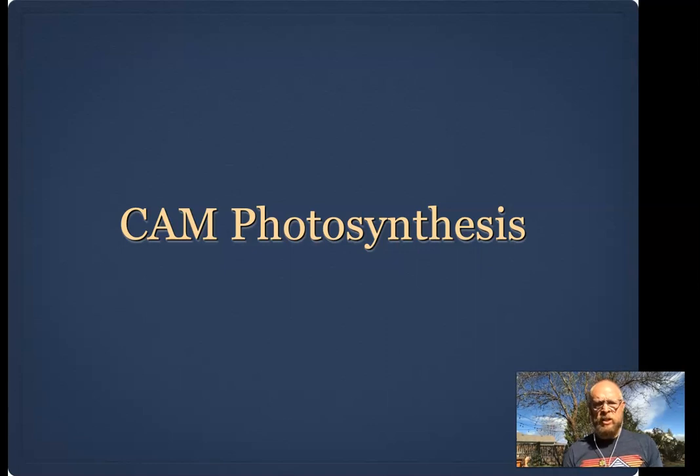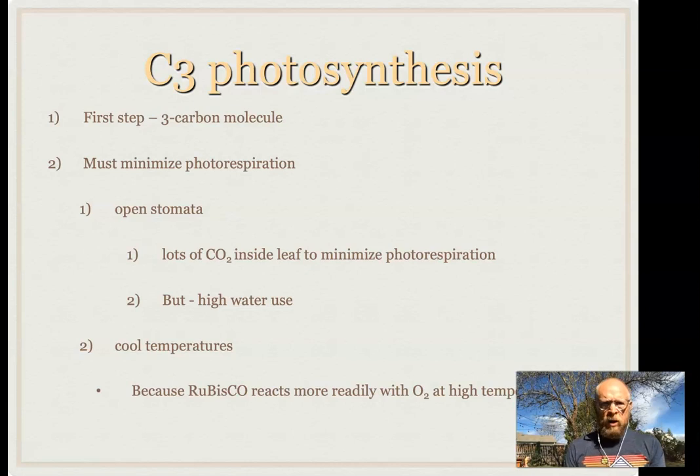So the first adaptation is CAM photosynthesis, and we're just going to talk about this real briefly. CAM photosynthesis is the third type of photosynthetic pathway that we see in plants. So there's three pathways. This is the third one, and we've talked about C3 and C4 photosynthesis. And so CAM is a different evolutionary adaptation to perform photosynthesis. Just a couple summary things.